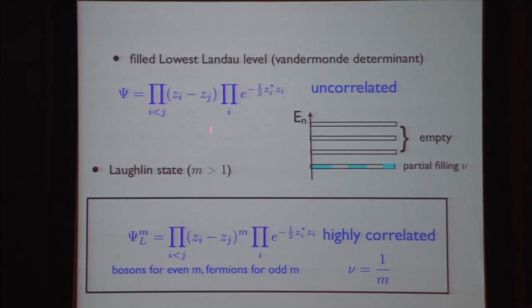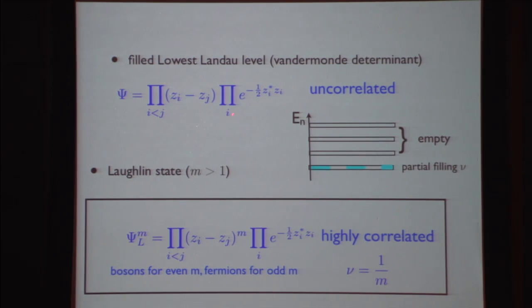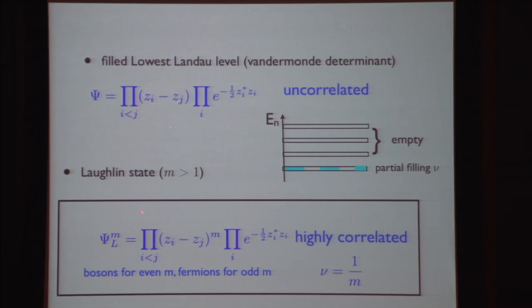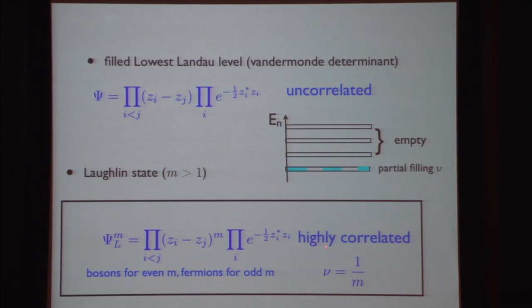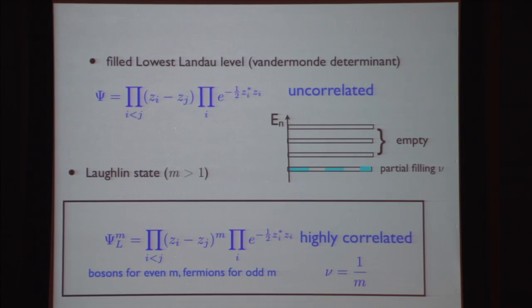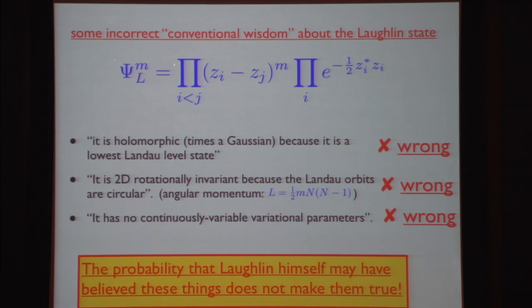And so if I fill the lowest Landau level, I get this uncorrelated state, a Slater determinant state, which is a Vandermonde determinant. But if I fill it partially with this m here, I get something extremely different. I get a highly correlated state, the Laughlin state, for m not equal to 1. And of course, it's fermions for odd m and bosons for even m.